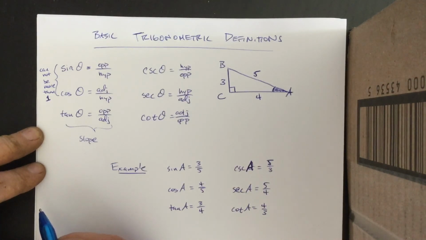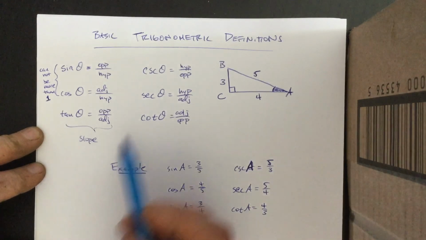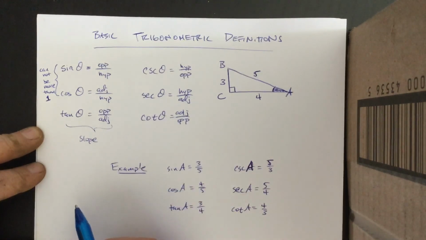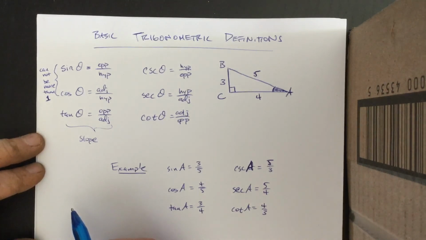I'm going to do a couple more videos after this, but these are the three new ones, and they are just the reciprocals of what we already know. And if you understand that, then all the other skills that we have to do are fairly easy if you think through them correctly. All right.